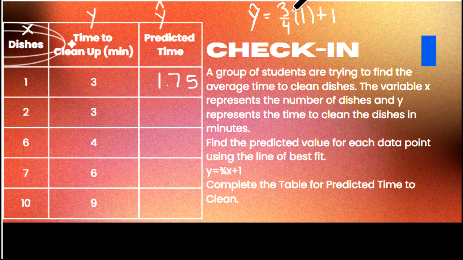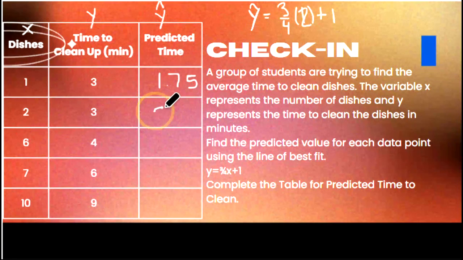Now we have 3/4 times 2, and guess what I need? My calculator, because I don't do this. 0.75 times 2 gives us 1.5. 1.5 plus 1 is going to be 2.5. Okay.